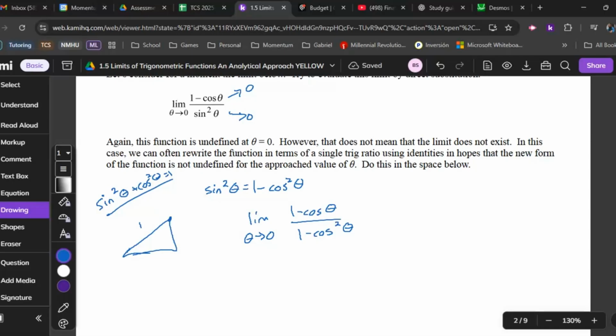It's a special form of binomial. No. 1 minus x squared. What would we call that? Let's make it easier. X squared minus 9. What would you call that? Somebody said it. Close. Difference of squares. So this is a difference of squares, right? Which means that I can factor it. So I'm going to get 1 minus cos theta over 1 plus cos theta times 1 minus cos theta.